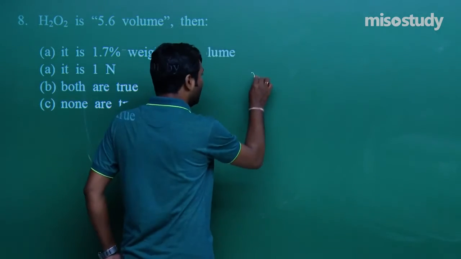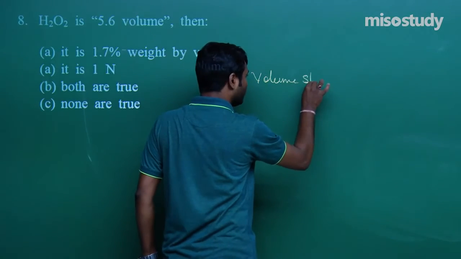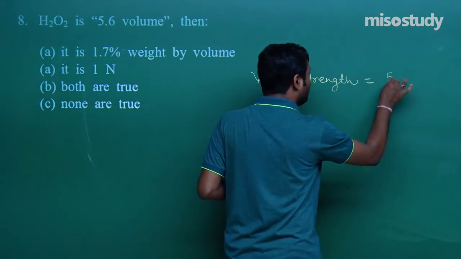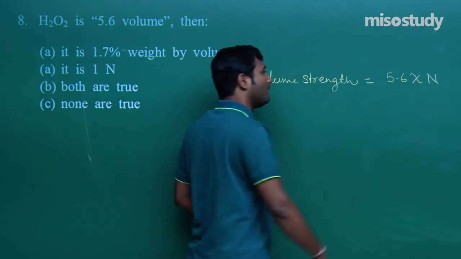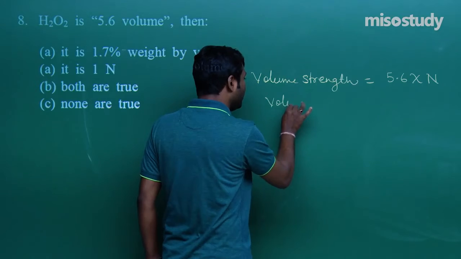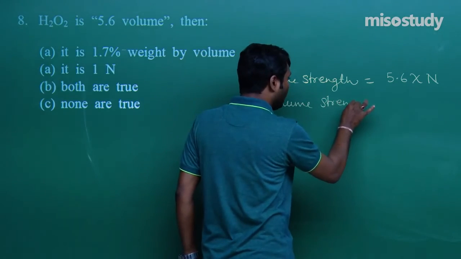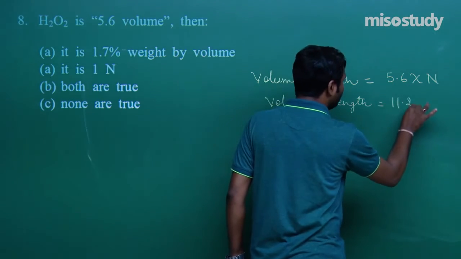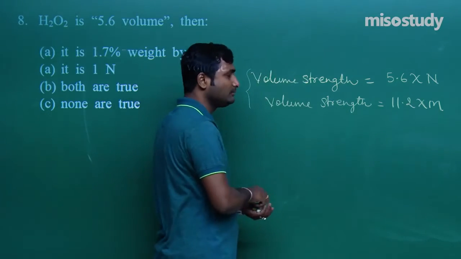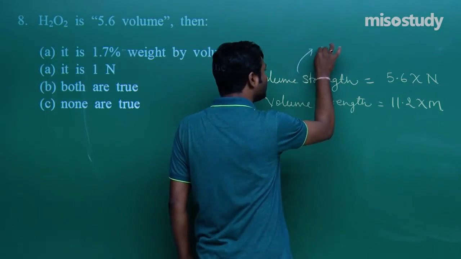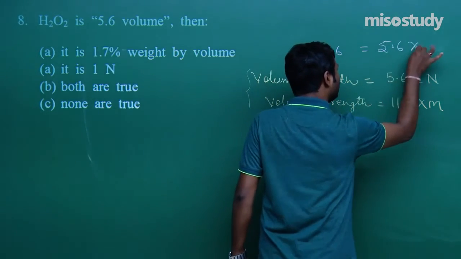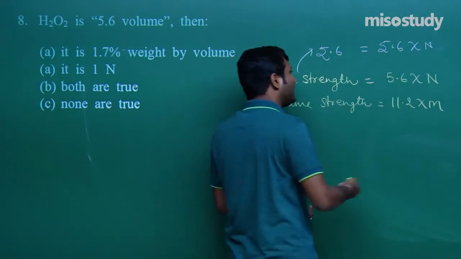Do you remember this? Volume strength. What is volume strength? So volume strength is equal to 5.6 into normality. Am I right or wrong? Sir, you are right. And in terms of molarity, what is volume strength? Volume strength is 11.2 into molarity. As I discussed earlier, I have derived this during my lecture. Now, here the volume strength is given as 5.6 according to the question, equal to 5.6 into N. Clear?